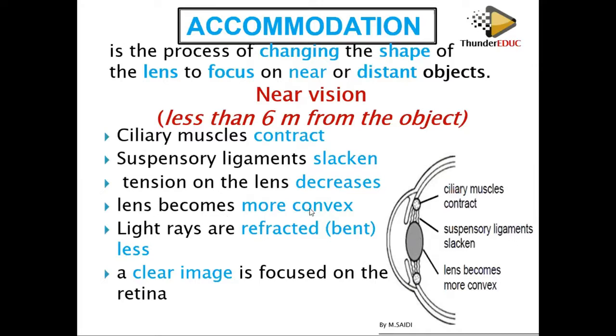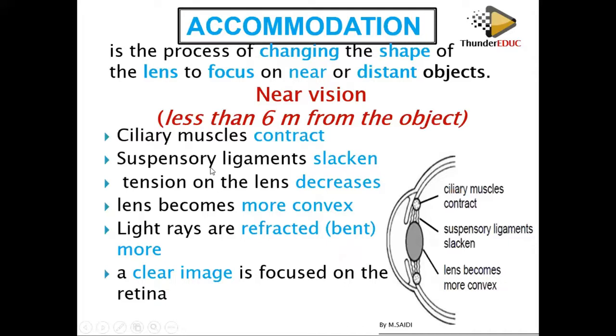The lens becomes more convex. It means that light rays are refracted more because the light is coming from a big object or a nearby object, so it looks big. So light rays are being refracted more, and then a clear image is focused on the retina.